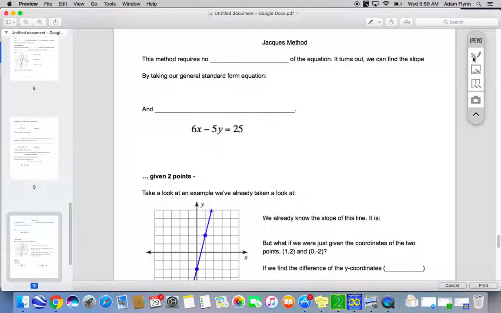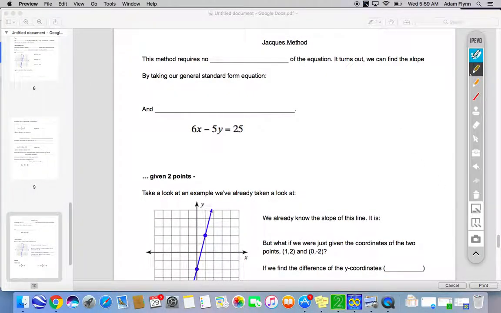Okay, now let's do the Jake's method. So, this method requires no, use the word manipulation of the equation. So that means I don't have to really do a whole lot of math. I'm not moving things around in this equation. I'm going to leave everything as is.